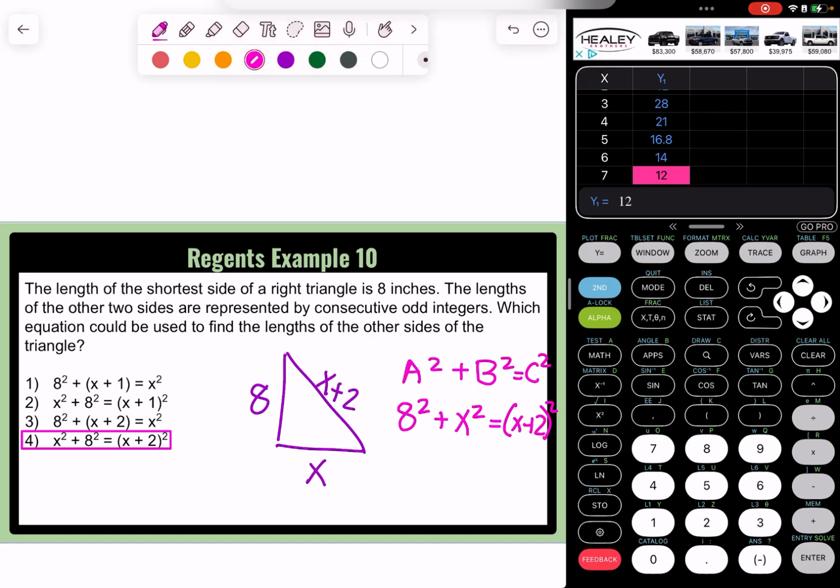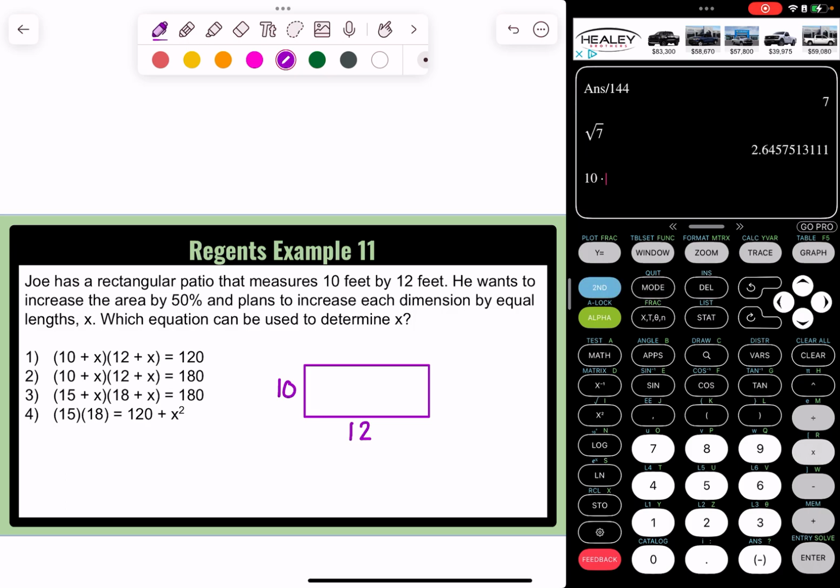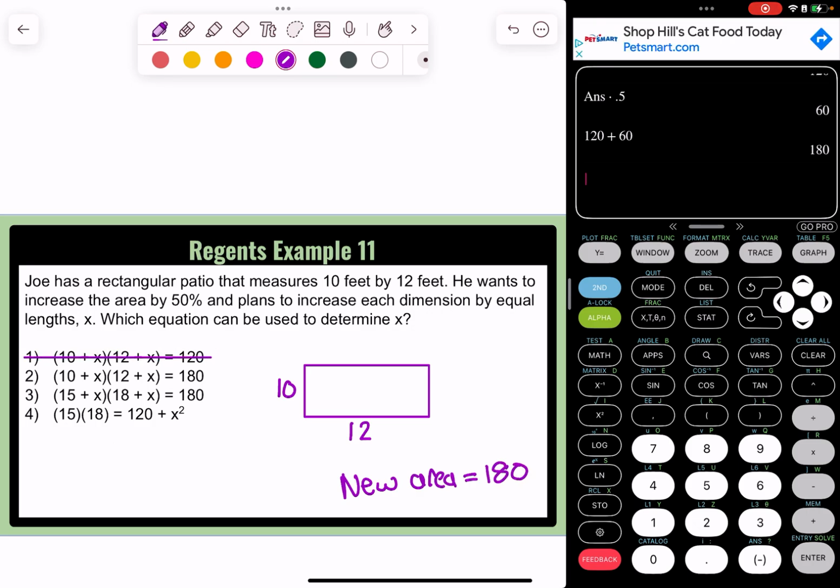And let's look at the next question. Joe has a rectangle piano that measures 10 feet by 12. So one side is 10 and the other side is 12. He wants to increase the area by 50%. So let's see what the area is right now. 10 times 12 gives us 120. And he wants to increase it by 50%, which means what is 50% of this? Times 0.5 is 60, so 120 plus 60. He wants to make his new area 180. New area equals 180. Okay, so he wants a new area to equal 180, which is answer choice 2 or answer choice 3. Well, right now he's at 10 and 12. He needs to add something to each of these sides to get it to the new area, which would be choice 2.